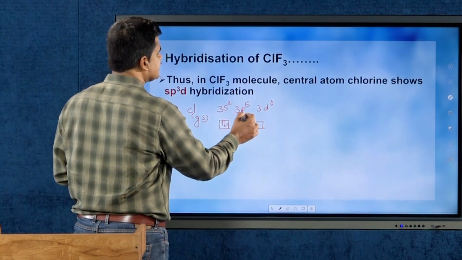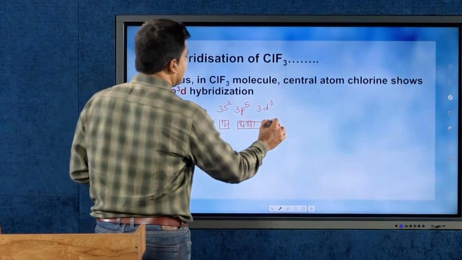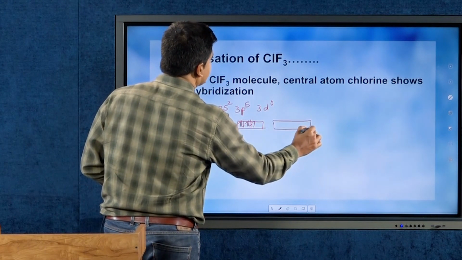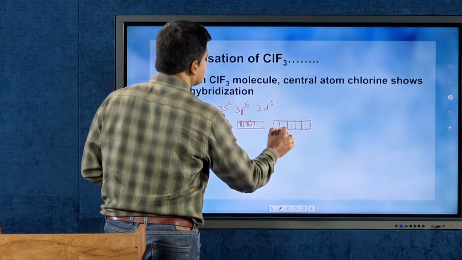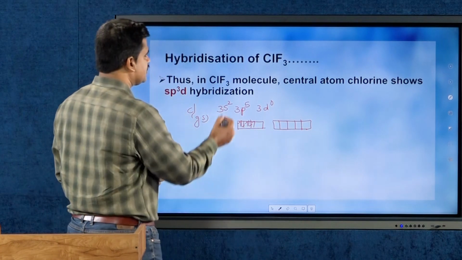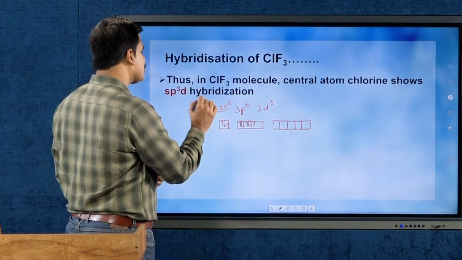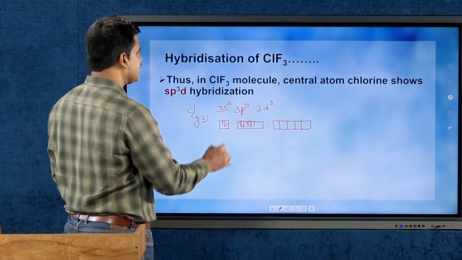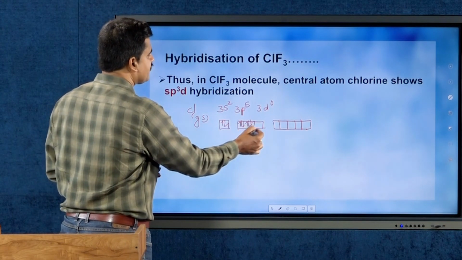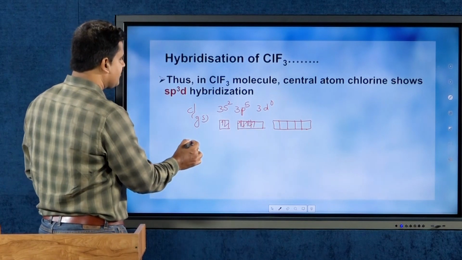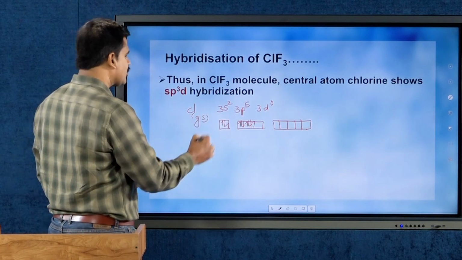This is the electronic arrangement in the 3p subshell, and another case is the 3d. There are no electrons present in the 3d subshell. So, 3d0 will be the arrangement. So, in the ClF3 molecule, the central atom chlorine in ground state has this electronic arrangement, that is 3s2, 3p5 and 3d0. Now, let us think what is going on when electrons undergo excitation.